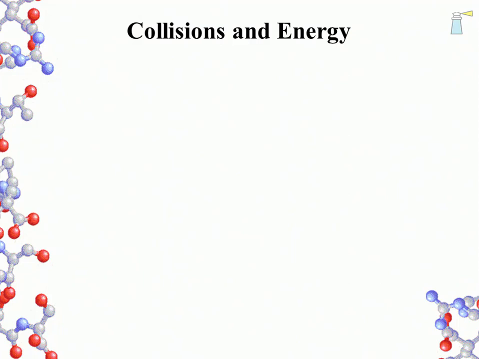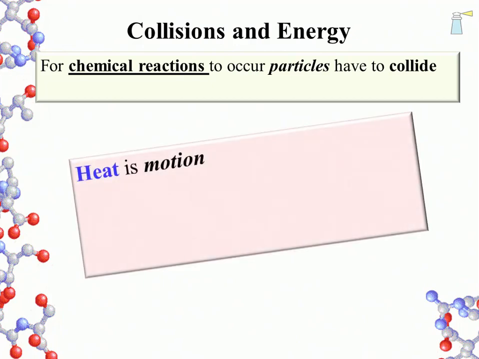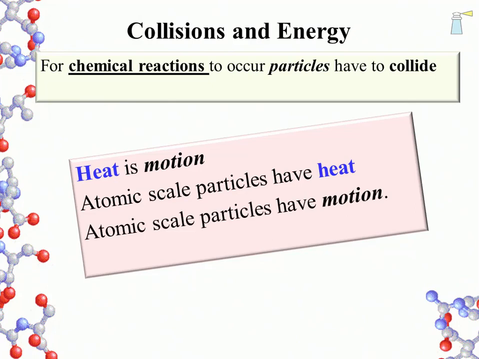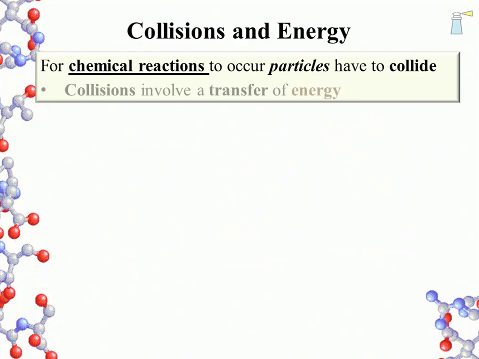But from the perspective of elements and compounds, a more intuitive way to look at reactions and kinetic rates is through collisions and energy. For a chemical reaction to occur, particles have to collide. That follows from our understanding of heat. Heat is motion. Atomic scale particles have heat, so atomic scale particles must have motion. And if there's motion, there are collisions. Importantly, collisions involve a transfer of energy.